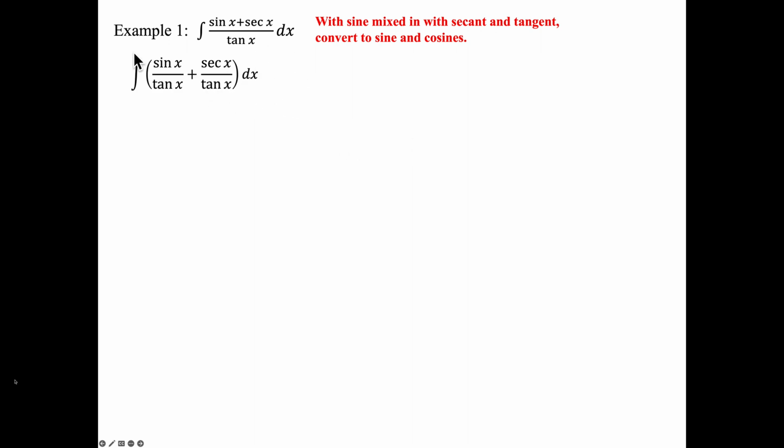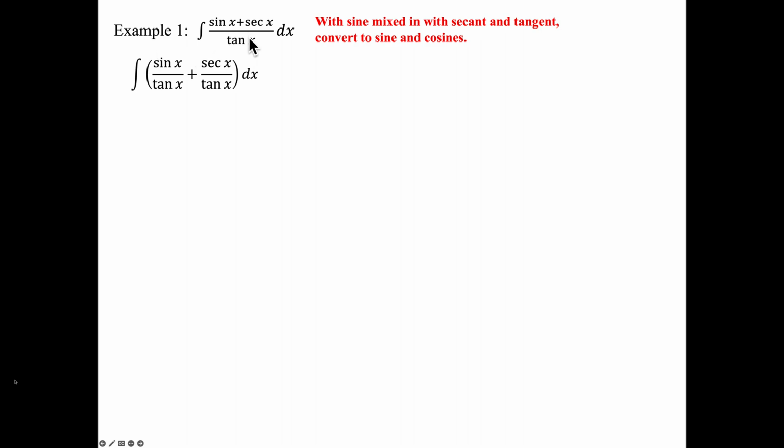All right, first example, example 1. We have sine of x plus secant of x all over tangent x as the function that we want to integrate. Right now, what I don't like is that there's a sine function mixed in with my secant and tangent. So I just happened to mention it. We're going to change everything to sines and cosines. So time to review our trig here.